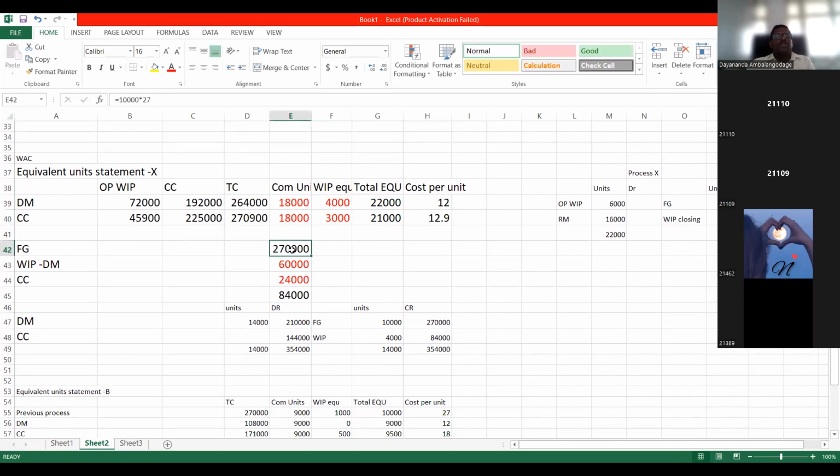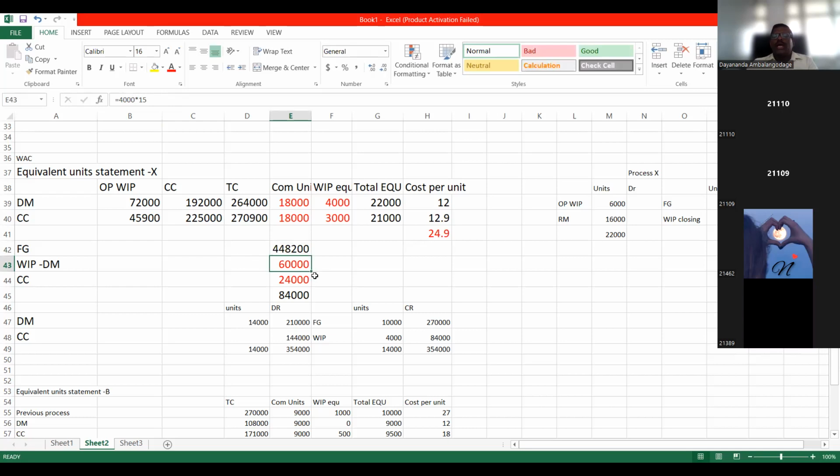How are you going to value the finished goods? Finished goods is 18,000, right? Not 10,000, this is the earlier question's figures. 18,000 multiplied by 24.9. That is the finished goods value.